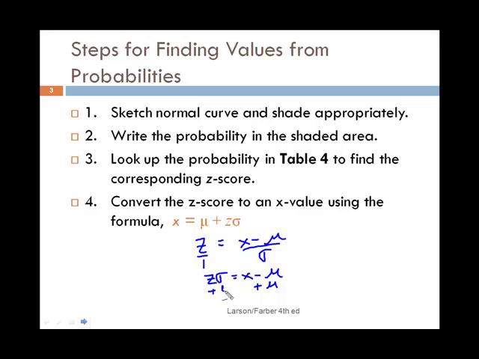And then that's how we get our formula up above, because when you get x alone, we have the mean plus z times the standard deviation equals x, or writing x on the left, we have x equals the mean plus z times the standard deviation. So that's how we get that formula. It's just derived from the formula for the z-score.